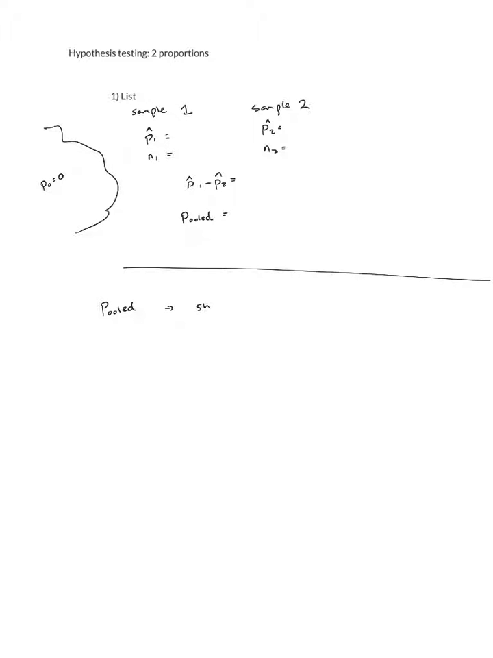The pooled proportion is what happens if we shove our two samples together. And because of this, there's a couple different ways to calculate it. Let's look at an example here. Let's say that out of 100 yellow cats, 60 prefer tuna. Out of 200 gray cats, 100 prefer tuna.